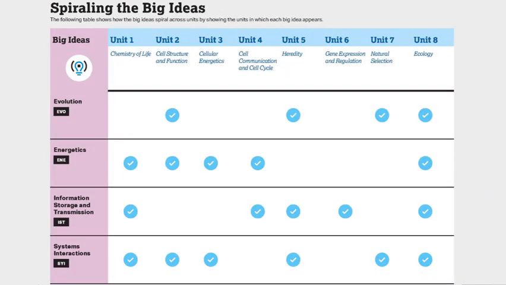But you'll notice that the various units tie into these overarching big ideas of biology that serve as foundational components for the course, allowing you to create meaningful connections. So the overall big ideas we're looking at are evolution, energetics, like the flow of energy, information storage, and system interactions. These big ideas will tie together all of the components and be reoccurring throughout all units. So just keep that in mind as we go forward.